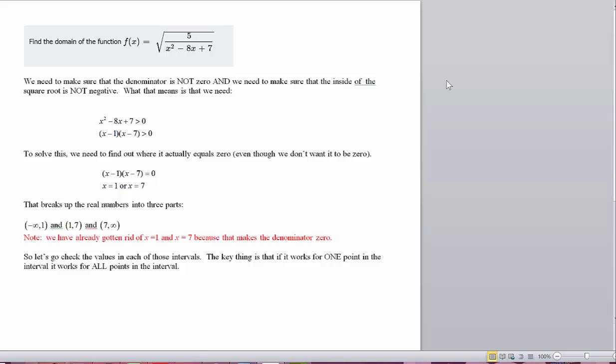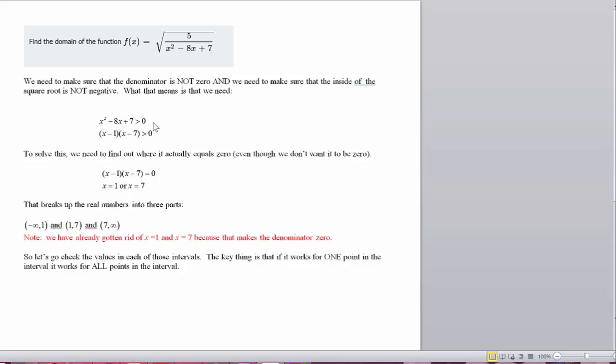So here's a harder domain problem about finding the domain of a function where you have a square root and a polynomial inside of it. The key thing is we don't want the denominator to be 0 and we don't want the inside of the square root to be negative. In this situation, what that means is we need that polynomial, that quadratic, to be positive.